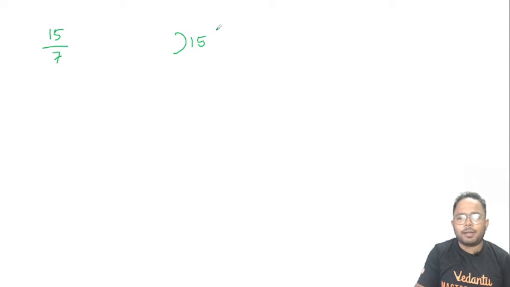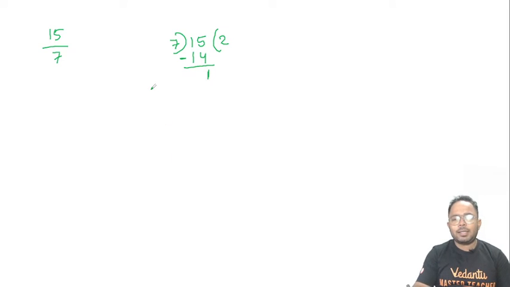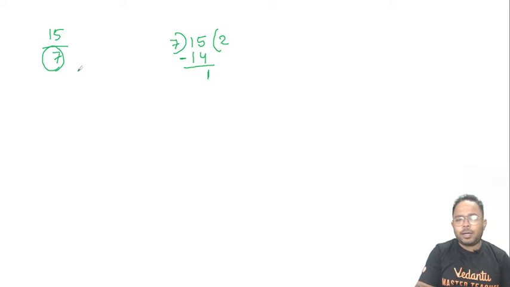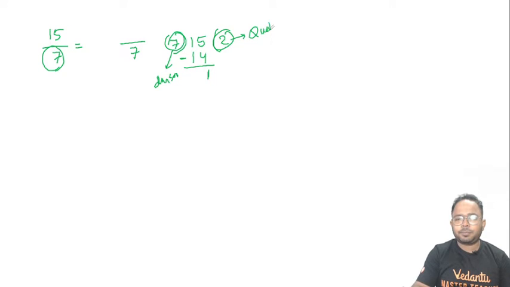Simply divide 15 by 7. 7 twos are 14. The remainder is 1. So what denominator is there? 7. So keep the denominator as it is. Now, as we all know, this is our divisor. This is our quotient. This is called the remainder.